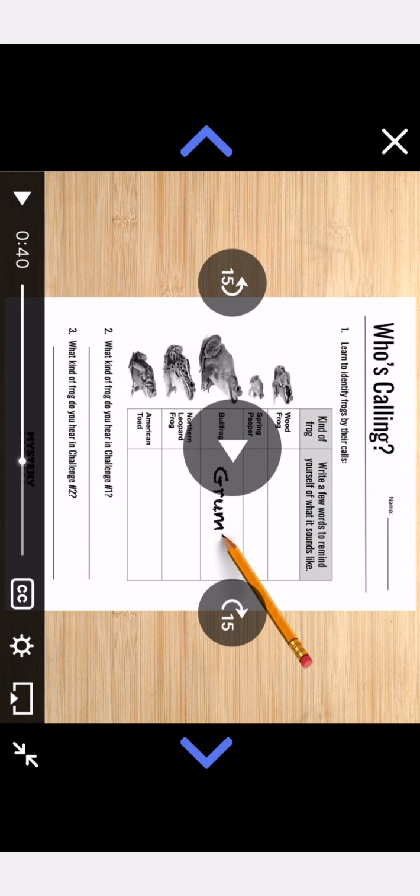So I'm going to let you listen to each of these frogs for a couple seconds, and you're going to write a word that describes what they sound like next to the name.